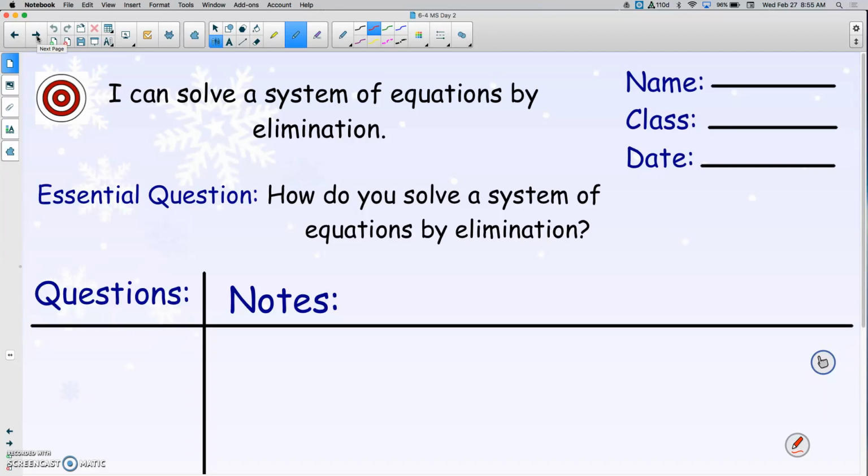Lesson 6-4. Our learning target today is I can solve a system of equations by elimination. Our essential question is how do you solve a system of equations by elimination? So our focus for our EQ today is how you use the method elimination. So we've been working with elimination for quite a few days now.